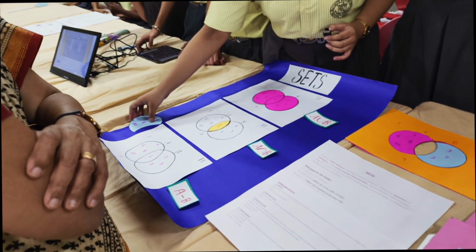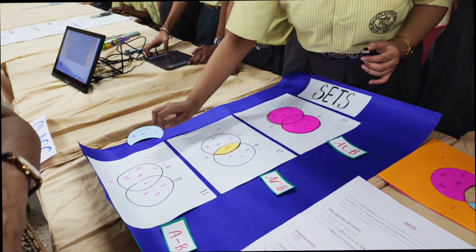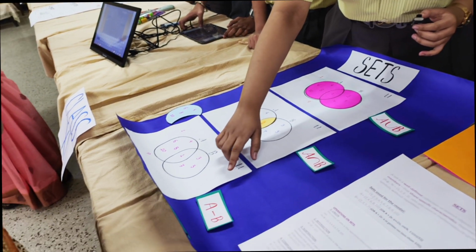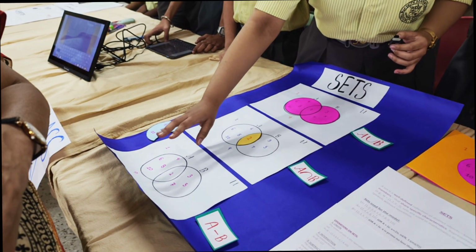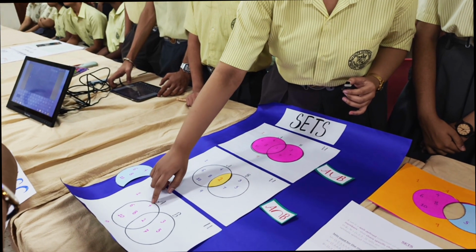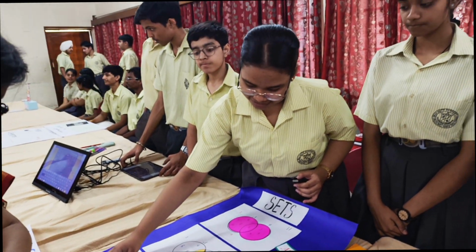And our third step is subtraction. So if we have to subtract B from A, we will remove all elements of B from A. So we will get 4, 6, 8, and 10.